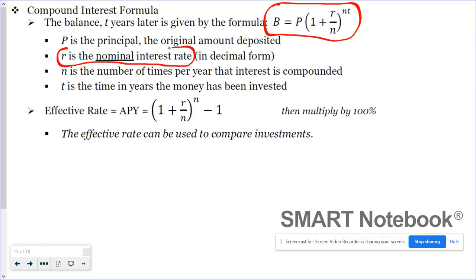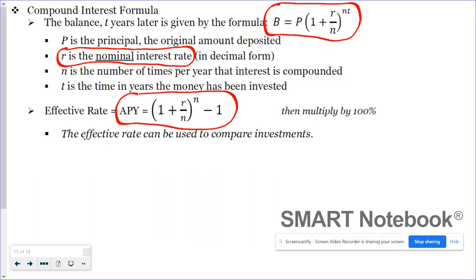What we saw in the previous episode was that the more often interest is compounded and calculated throughout the year, the more money you will ultimately make in the end. And that all has to do with the effective rate. The nominal interest rate is what's stated. The effective rate is the end result, truly what your actual interest rate is.